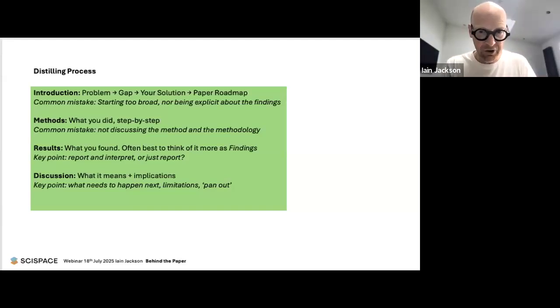We need to get it into a discussion. So, what does it all mean? What's the significance? What needs to happen now as a result of what we've done? And how does that relate to the broader field? If you don't pan out, it's too narrow and no one will read it, and you're missing the opportunity for impact. It's exciting at each stage, and we can become quite comfortable operating in each section.